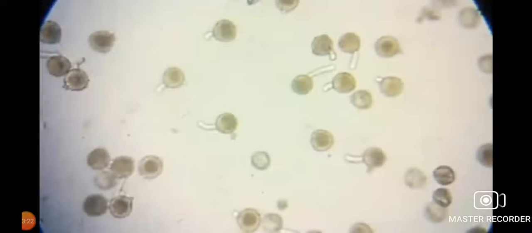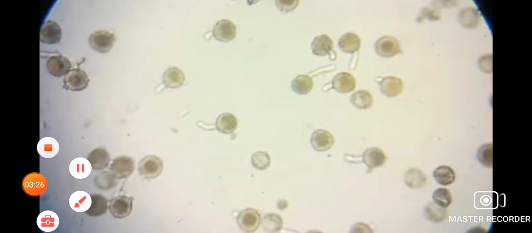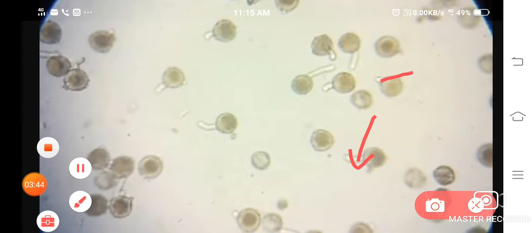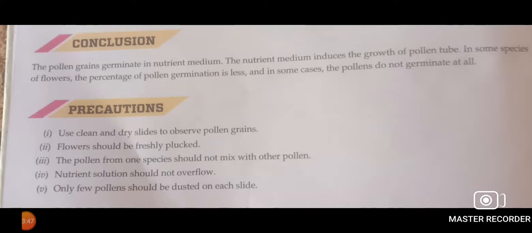After some time you can see the pollen grains showing germination. Some of them, every time you may not get. So here you can see the pollen grains are germinated. Pollen tubes are coming out. You can see it in different pollen grains. So this is the experiment. What you are observing is pollen tubes coming out from the pollen grains. So what is the conclusion?